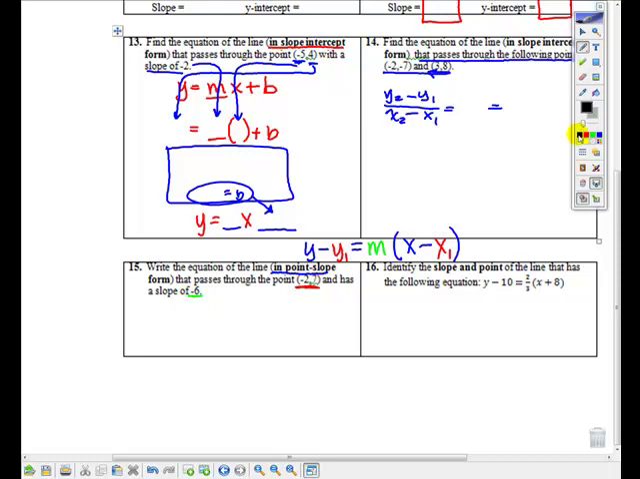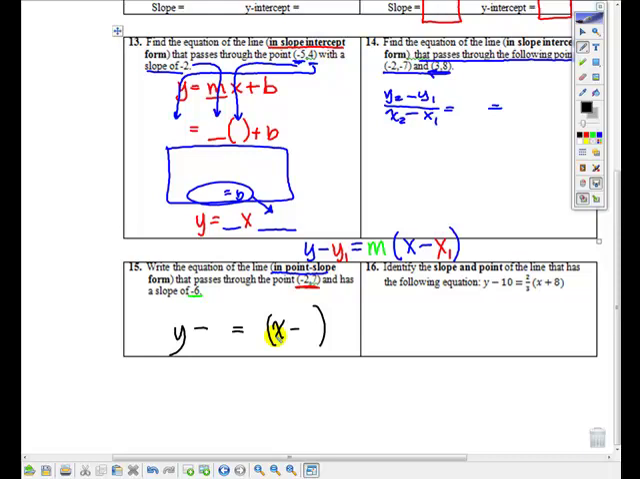So what we should be having down here will be something minus something else is equal to something times, in parentheses, something else. There's a y out here in front, there's an x out here in front. It's a matter of knowing how to substitute in the slope and the point into the equation properly.